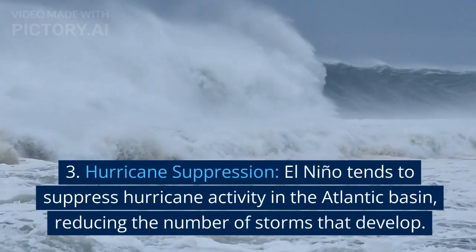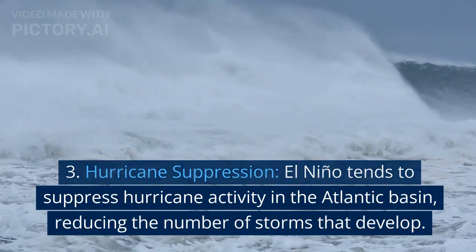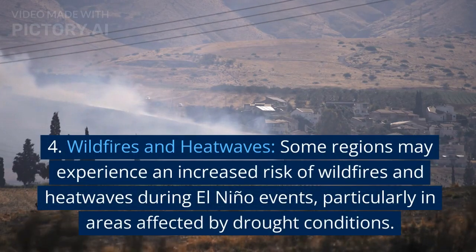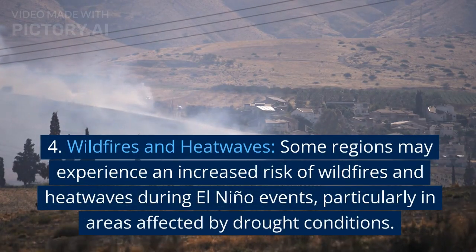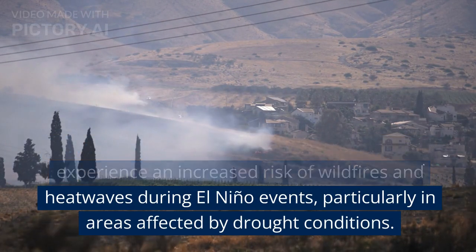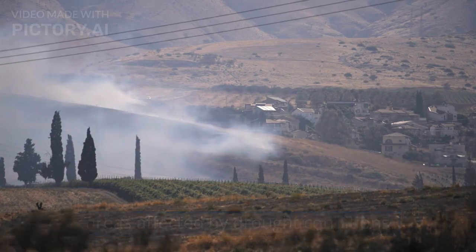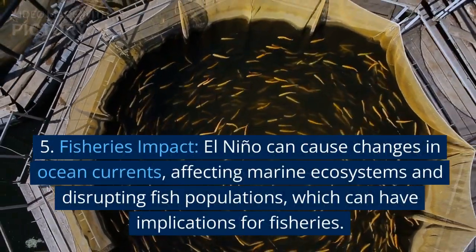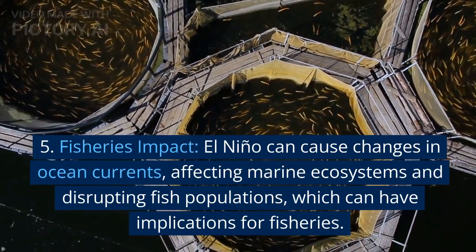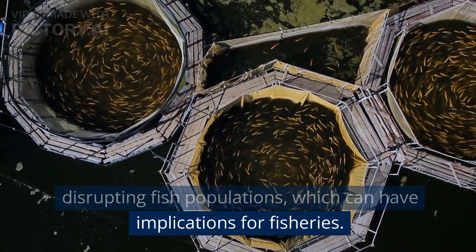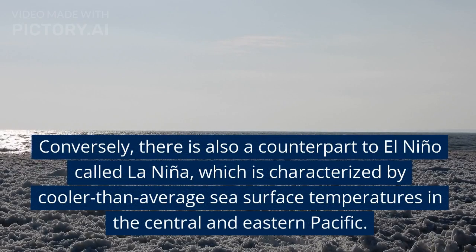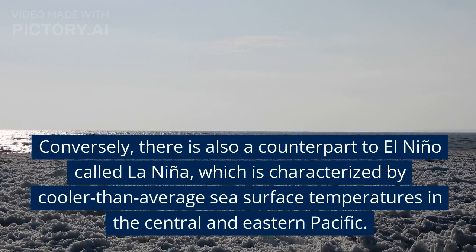3. Hurricane suppression. El Niño tends to suppress hurricane activity in the Atlantic basin, reducing the number of storms that develop. 4. Wildfires and heatwaves. Some regions may experience an increased risk of wildfires and heatwaves during El Niño events, particularly in areas affected by drought conditions. 5. Fisheries impact. El Niño can cause changes in ocean currents, affecting marine ecosystems and disrupting fish populations, which can have implications for fisheries.